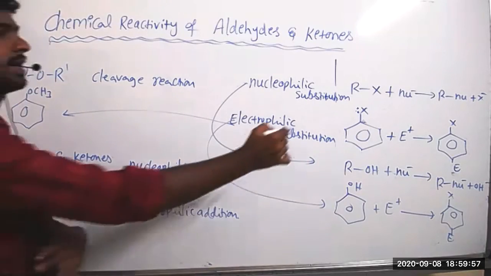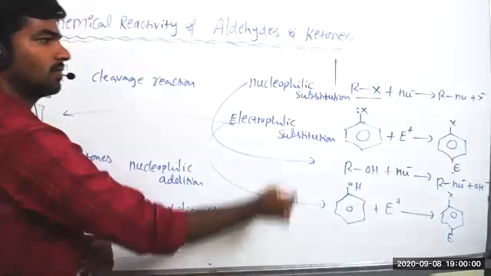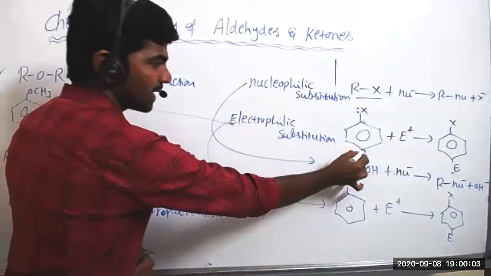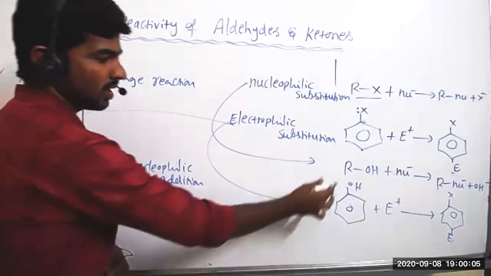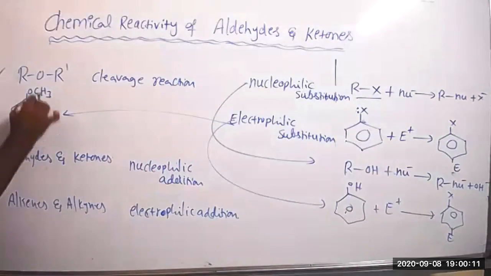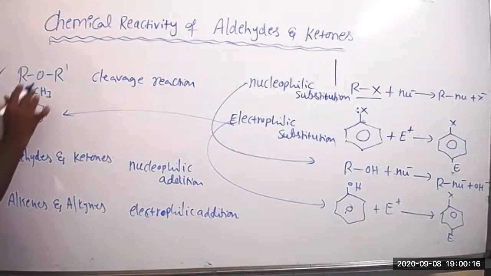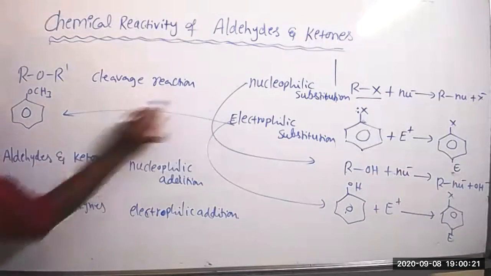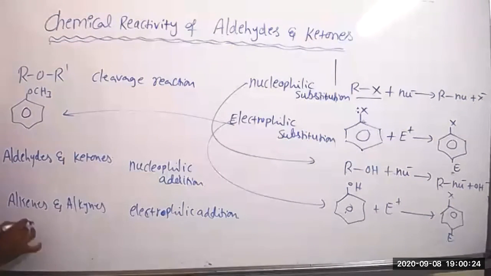Right, first one, alkyl halide. Just write the name: alkyl halide is involved in nucleophilic substitution reaction. Next, aryl halides are involved in electrophilic substitution. Alcohols, same, nucleophilic substitution. Phenols, electrophilic substitution. Ethers are involved in cleavage reaction. Next, aryl ethers. These are simple ethers, aliphatic ethers. Aryl ethers are again involved in electrophilic substitution. Aldehydes and ketones are involved in nucleophilic addition. Alkynes and alkenes are involved in electrophilic addition. So write it as one chart, not in the aldehydes and ketones chapter. Write it somewhere at the back of your notebook.